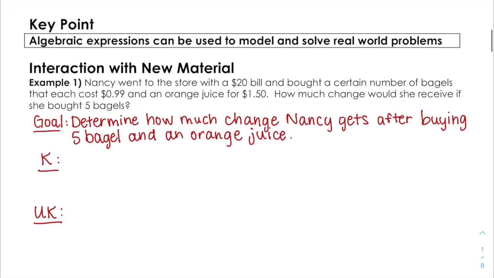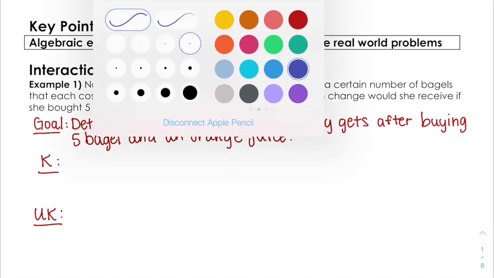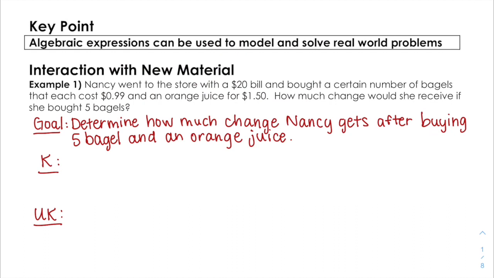We do have a word problem today, so we're going to break it up like we used to when we were in class. First of all, your key point says algebraic expressions can be used to model and solve real-world problems. Let's start with interaction with new material. Example number 1. Nancy went to the store with a $20 bill and bought a certain number of bagels that each cost 99 cents and an orange juice for $1.50. How much change would she receive if she bought 5 bagels? So first let's mark up our text. Let's see, she starts with a $20 bill.